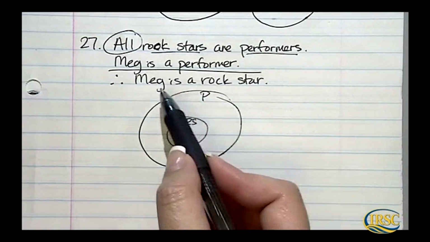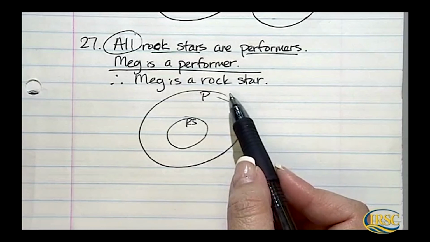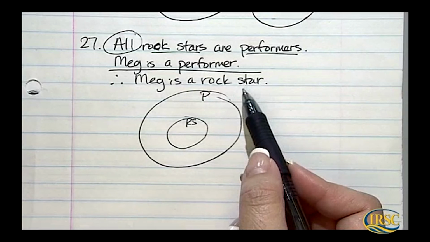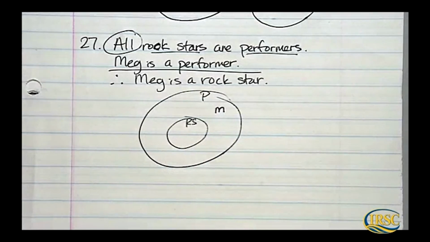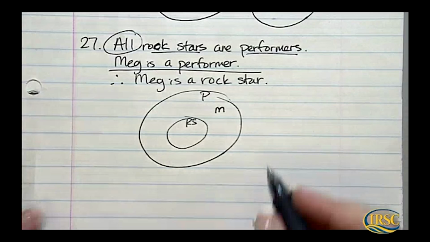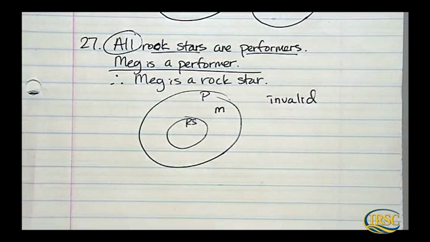But we want to see if we can prove the conclusion false. Okay, it's saying Meg is a rock star. Well, if I draw Meg right here, she's still a performer, right? But is she considered a rock star in that spot? No, she's not inside the circle for rock star. So I have just drawn it in a way to prove it false. So that's what shows that this argument is invalid. So again, your goal is to try to make it not work. If you can make it not work, then it's invalid.